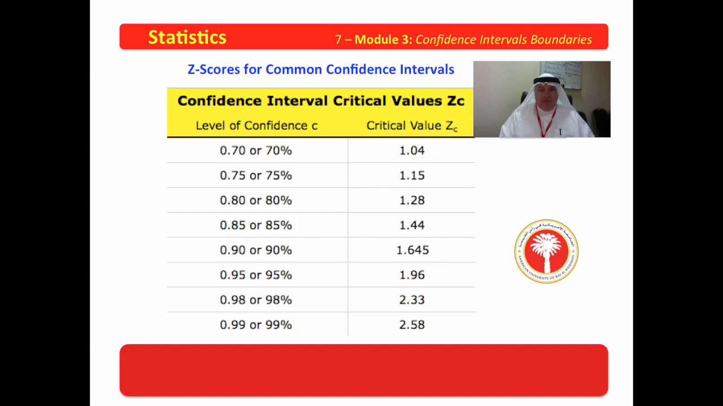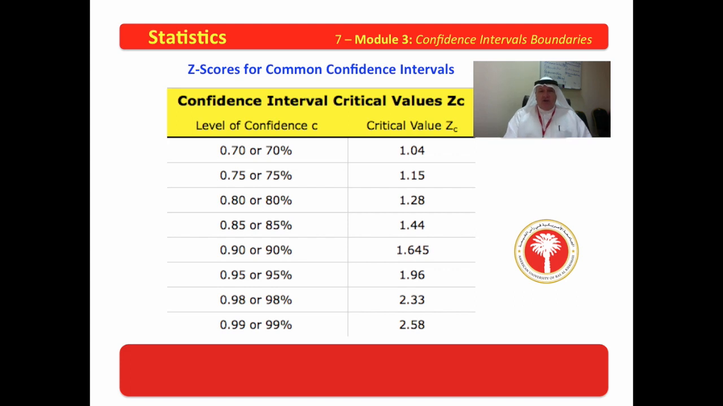You will recall from our previous lectures this exciting little table here, confidence interval critical values of Z sub C. In other words, we looked at 70% confidence all the way down to 99% confidence and observed that these are the Z critical values. For instance, between negative 1.04 and positive 1.04, we trap 70%. Between negative 1.645 and positive 1.645, we trap 90% and so forth.